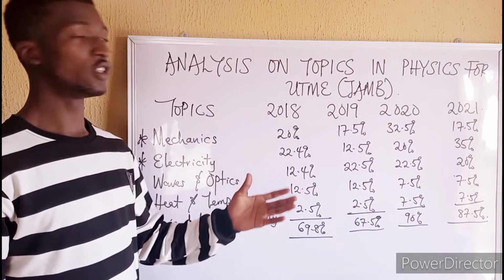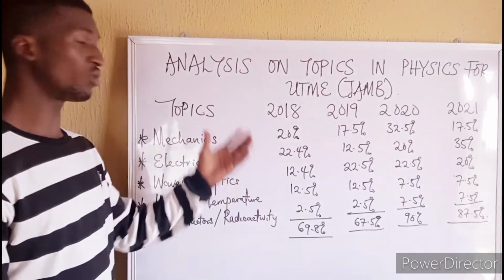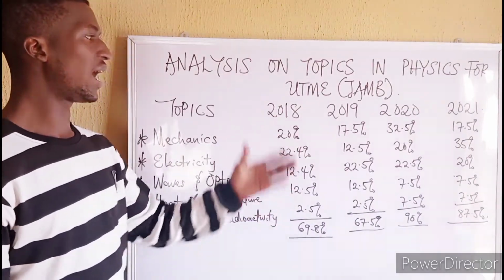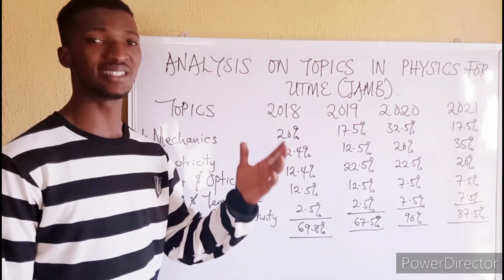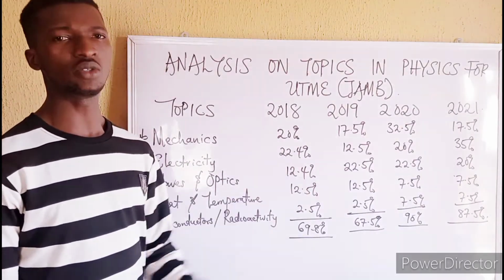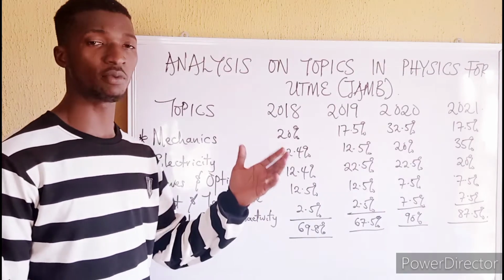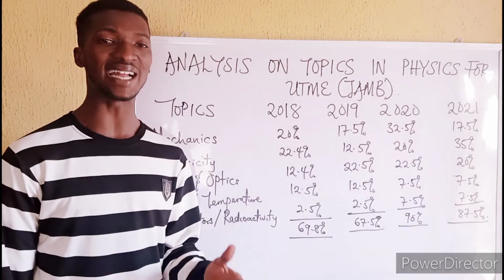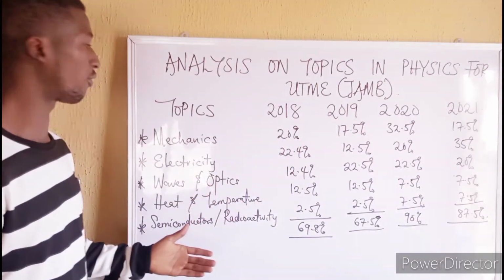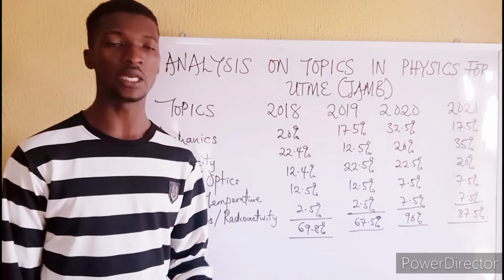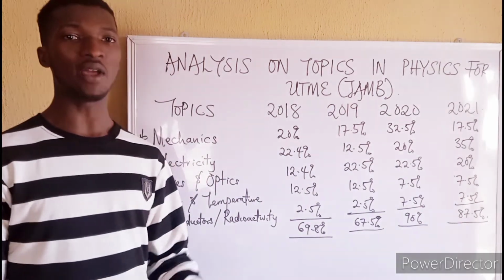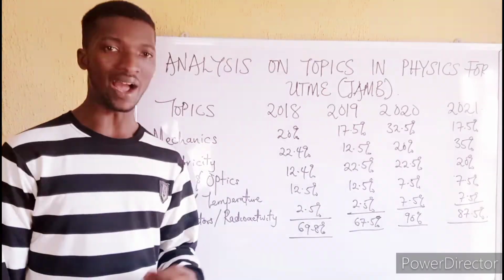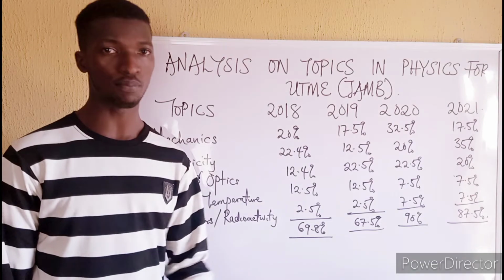Mechanics covers about 20% of UTME questions in year 2018. In 2019 it decreased to 17.5%, in year 2020 it rose back to around 32.5%, and in 2021 it went back to about 17.5%, meaning that you will still get at least 15% of questions coming from mechanics. And what do you have in the aspect of mechanics? That's where you have the physical quantity, the derived quantity, scalar quantity, vector quantity, fundamental quantities, as well as forces that cause motion of a body.